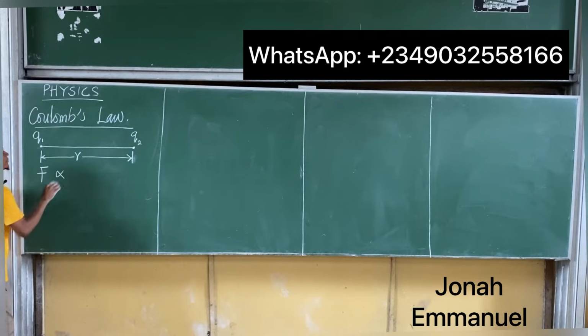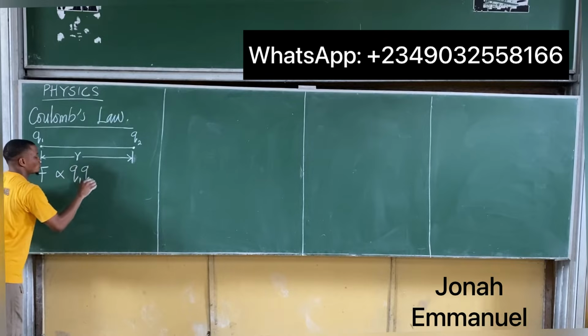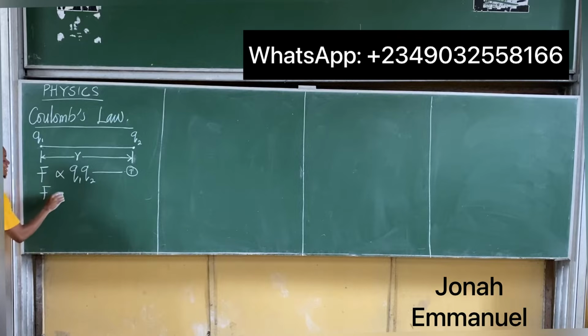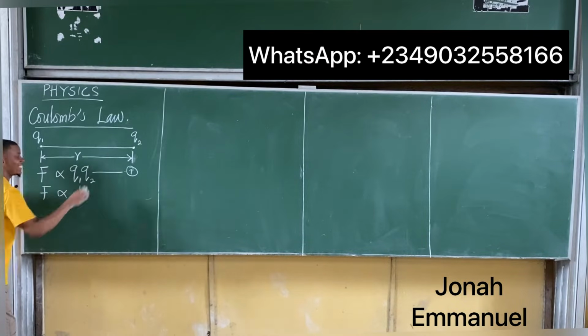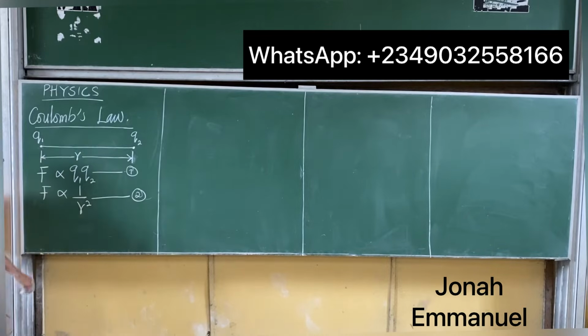F, we said, is directly proportional to the product of these two, that's Q1 times Q2. Call this equation 1. Also, we said F is inversely proportional to the inverse, so 1 all over, not just the inverse of their distance, but the inverse of the square of their distance. So it becomes R squared. Call this your second equation.